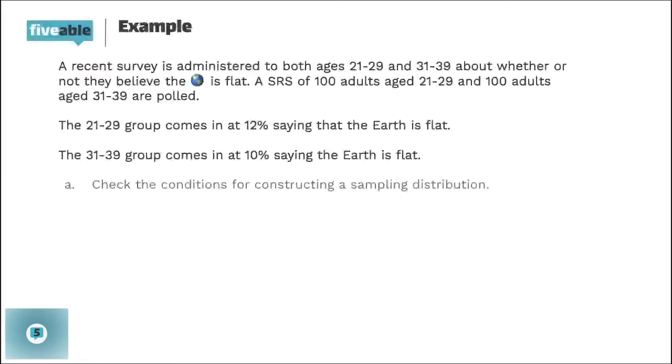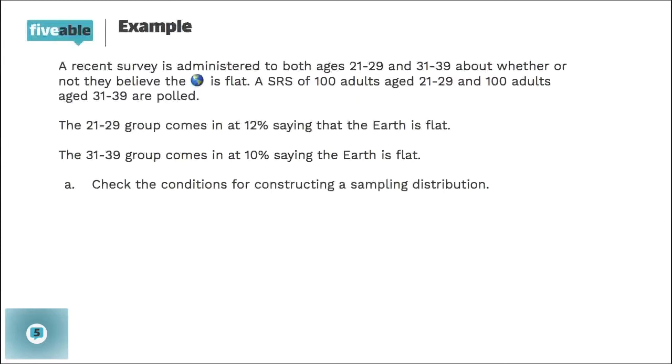So A, it says check that the conditions for constructing a sampling distribution are there. So check those conditions. What is the first condition we have to check? Type that in the chat. And then random. Do we have random though? Does it say that in the problem? Yes, SRS, which is simple random sample.